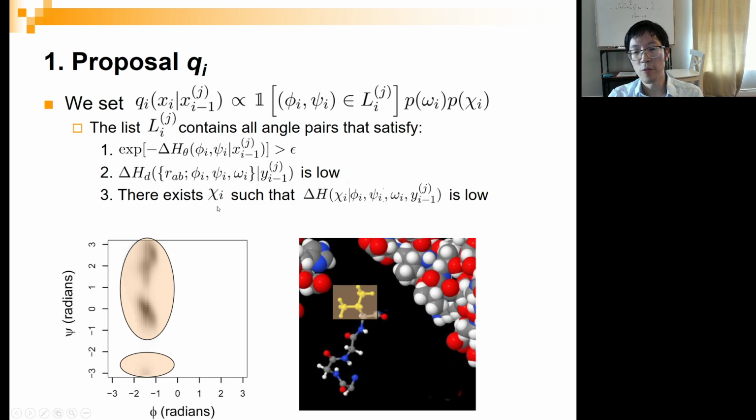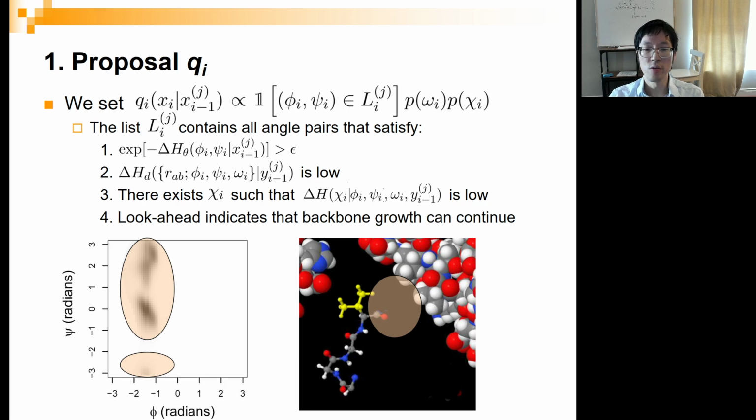Thirdly, we want to check that there are plausible side chain conformations, highlighted here in yellow, that also have low energy. And finally, we also want to check that we can continue placing plausible conformations for the next amino acid, for the next incremental sampling. That's a Monte Carlo strategy that we call look ahead, so that there's room to put the next amino acid in the conformational space.